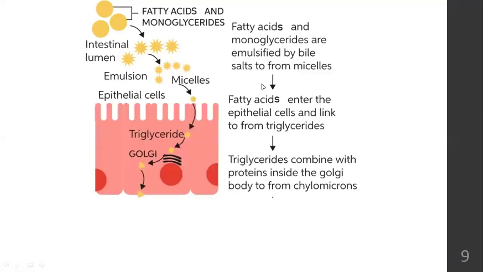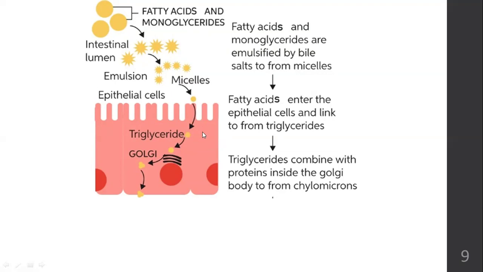Only when they are in the form of these micelles can they enter your intestine. Your small intestine cannot absorb these big fat globules. They have to be emulsified into micelles. Only then can it enter the small intestine. Once it is inside the intestinal lumen and inside the enterocyte, fatty acids can enter the epithelial cells of the small intestine. And now it has to form a triglyceride.